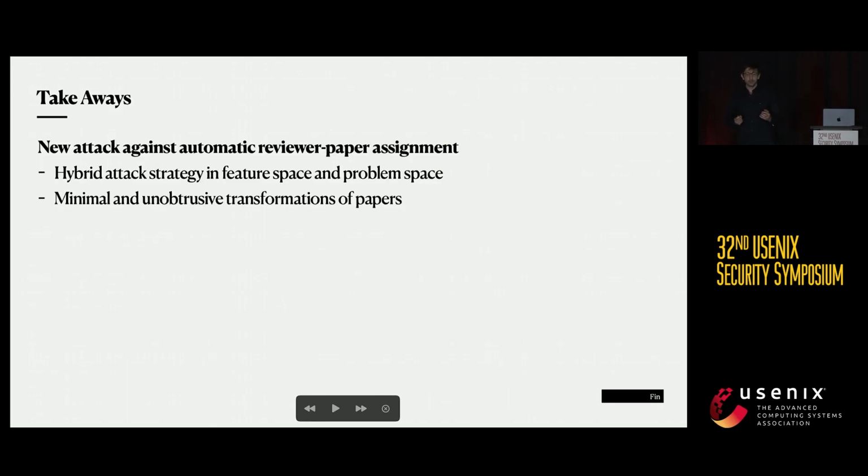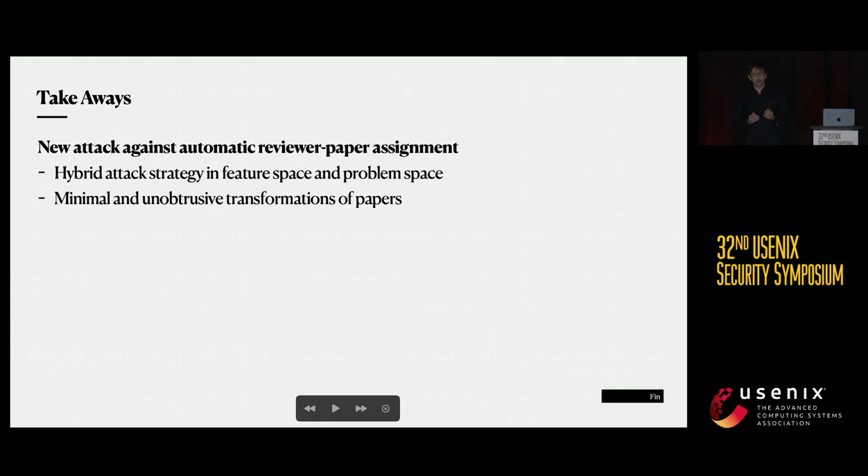So in summary, we showed that the automatic reviewer paper assignment is vulnerable to attacks, to adversarial papers. And before we implement these solutions, we really have to be careful because academic misconduct is happening, and we need to be careful to avoid that this reviewer assignment is manipulated.